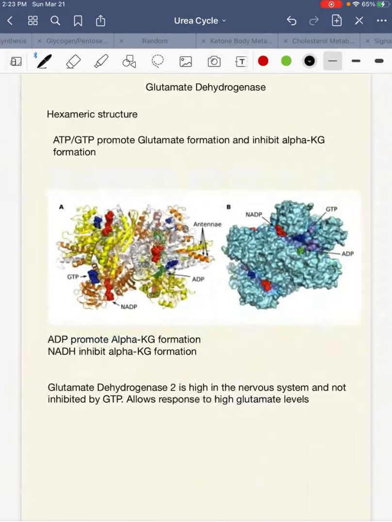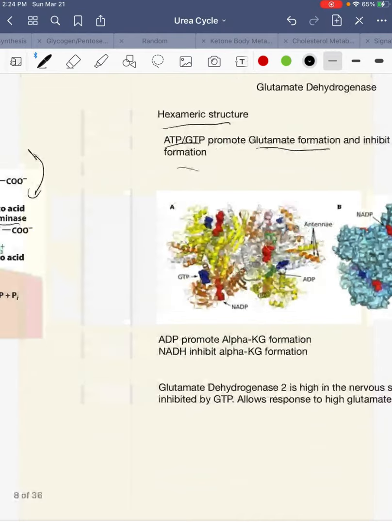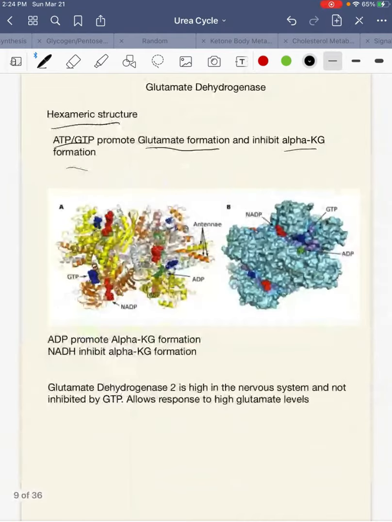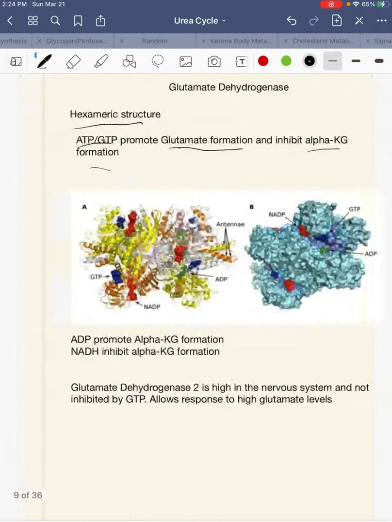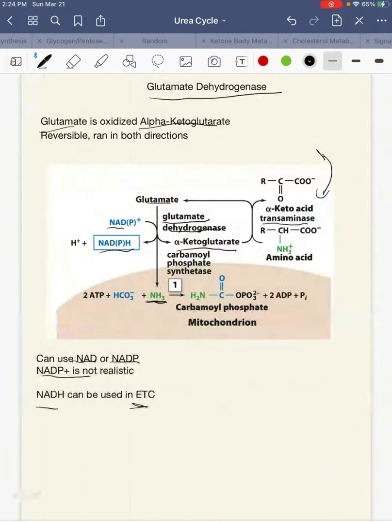Actually, I have a slide about glutamate dehydrogenase. So it's a hexameric structure. ATP and GTP will promote glutamate formation and inhibit alpha-ketoglutarate formation. Let's see why that is. It doesn't really have much to do with energy. It's mainly because we use ATP, and we'll see another reaction in the urea cycle also uses ATP. So ATP drives them this way, right?